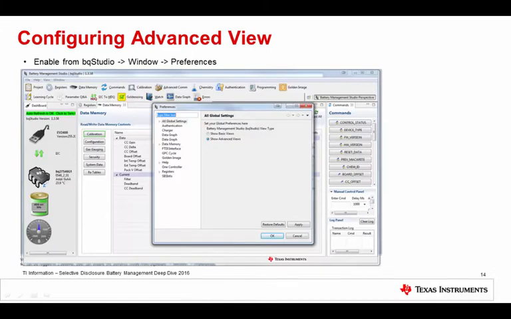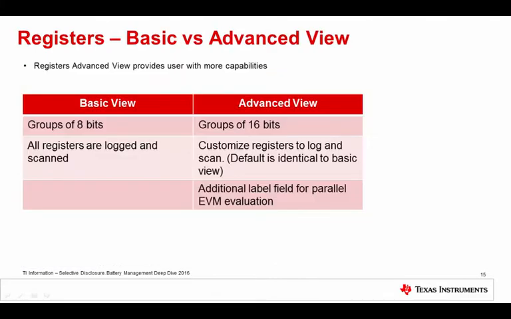There's an advanced view, which is useful if you're really trying to learn how the gauge works, or you know how it works and you know specifically what you want to do. Under the Preferences menu under Windows, so you go to Window Preferences. There's several different options here for the various plugins, but under All Global Settings, there's an Advanced View option.